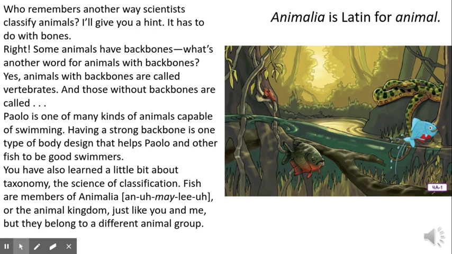It makes adjustments to the surrounding temperatures easily. Who remembers another way scientists classify animals? I'll give you a hint. It has to do with bones. Right, some animals have backbones. What's another word for animals with backbones? Yes, animals with backbones are called vertebrates. And those without backbones are called invertebrates. Polo is one of many kinds of animals capable of swimming. Having a strong backbone is one type of body design that helps Polo and other fish to be good swimmers. So remember that body design as we fill out our chart later.